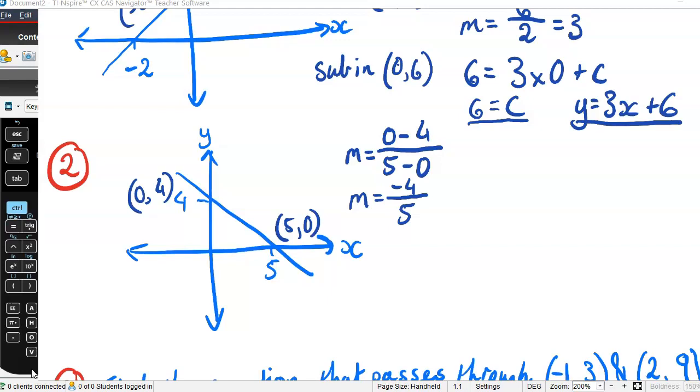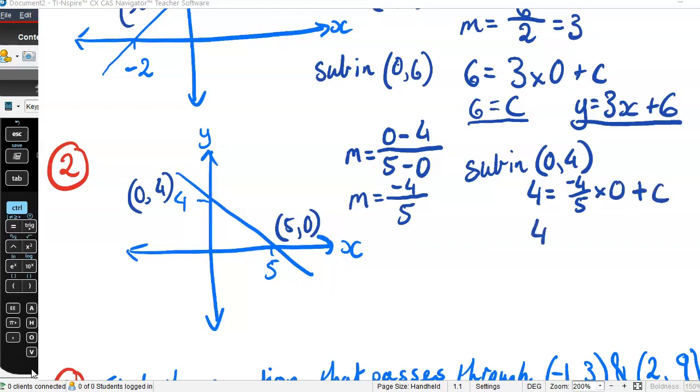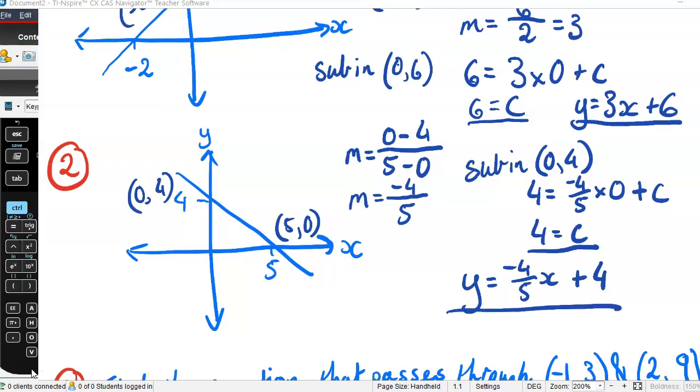Now, to figure out the equation, we'll sub it into the general form of the equation using either point. I'll do this one again, make it easy. So that's 4 equals negative 4 on 5 times by 0 plus c. So 4 equals c. So y equals negative 4 on 5 x plus 4. Okay.